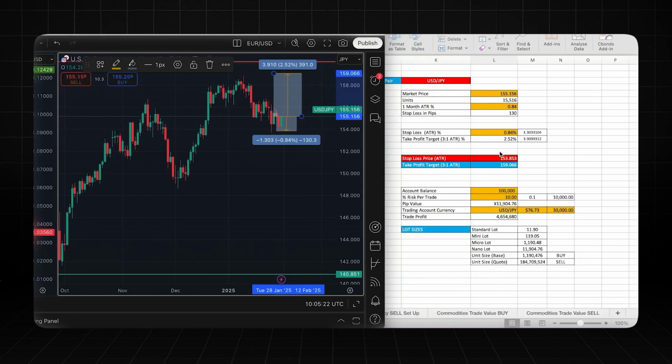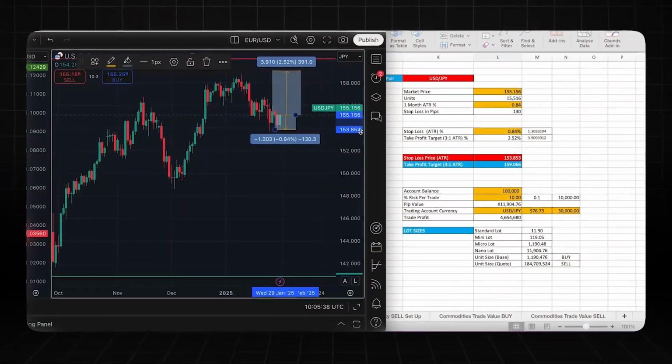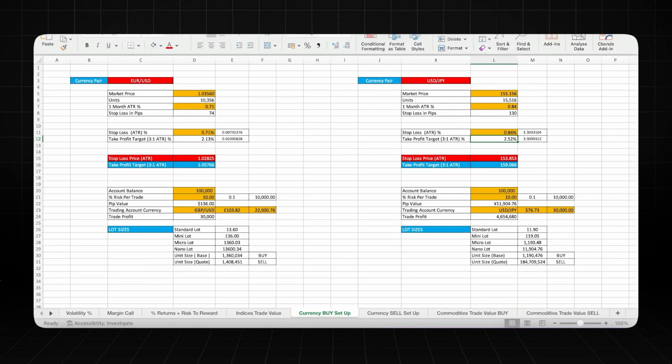And again, the 3-to-1 risk reward tells us 159,066, bang on the money. And the stop loss price 153,853. Bingo, 153,853. So we get our 3-to-1 risk reward and we give the market the room it needs to fluctuate, okay? But most importantly, look at the position sizes, okay?